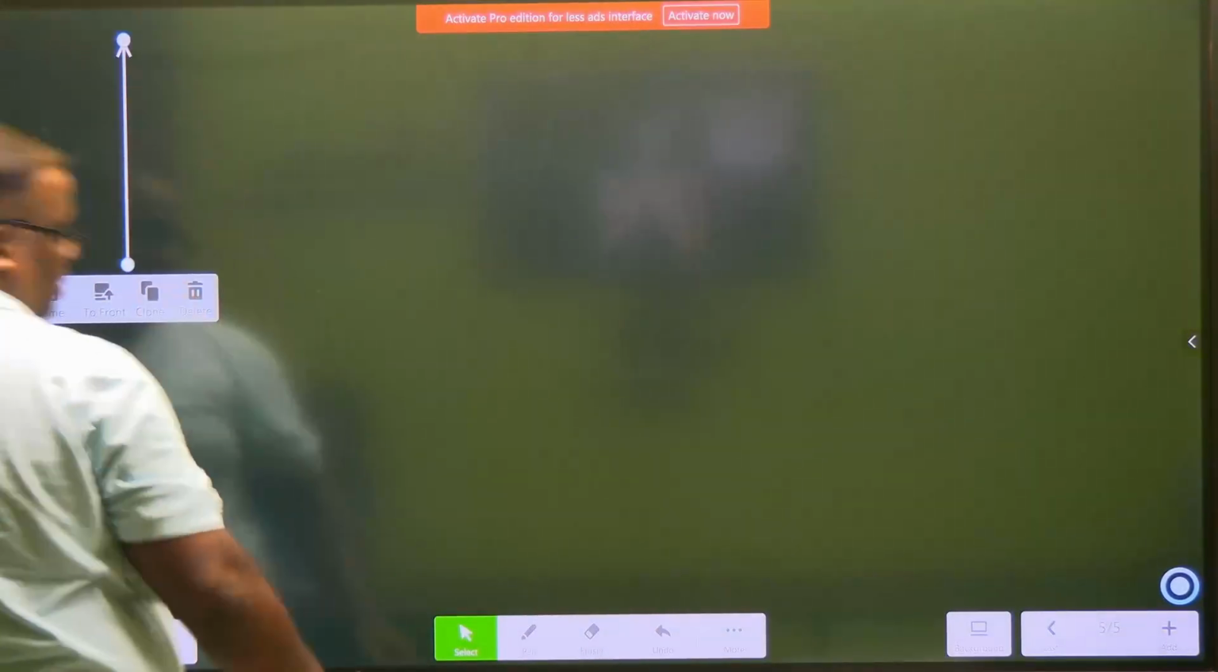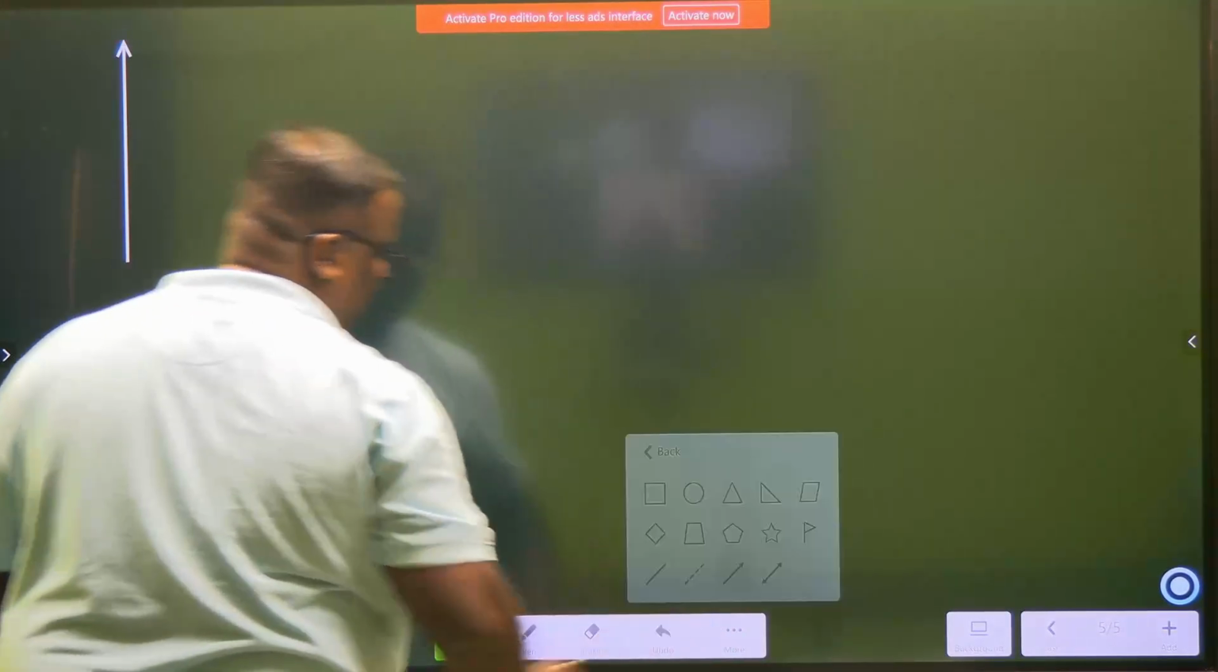One minute. The only problem with this software is that it doesn't retain the previous signal. Okay.